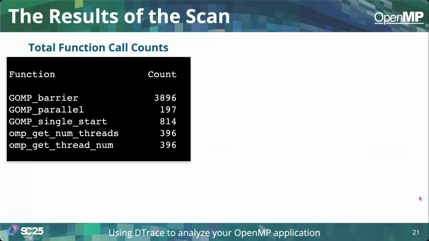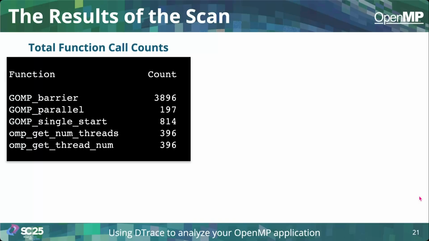And with that, I get the following information for my test case. We immediately see there are 5 functions called, 3 from the GOMP library, internal library, and 2 from the OpenMP runtime library, and we see the call counts. And that's really, like I just said, just a few lines of DTrace and you get those call counts.